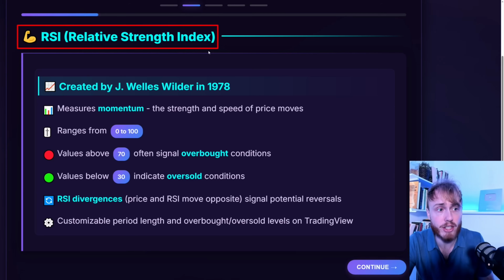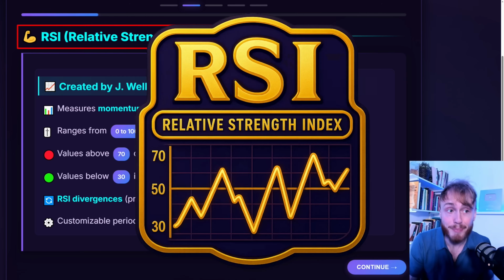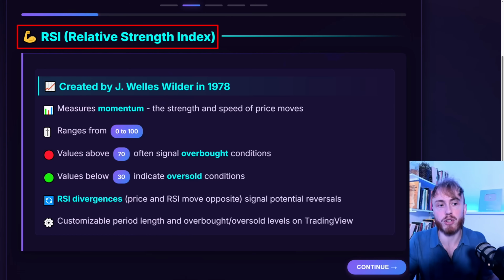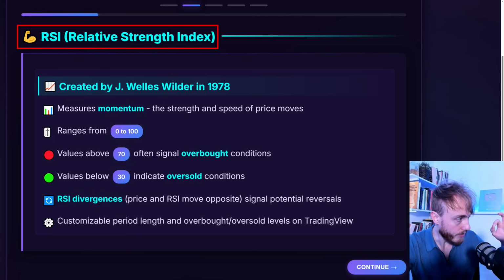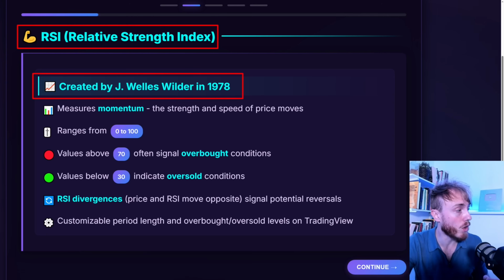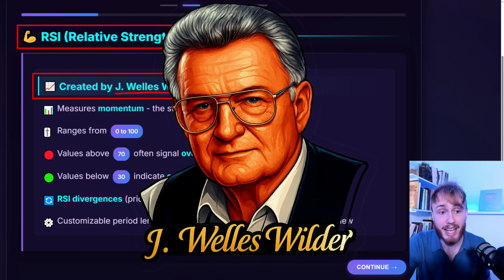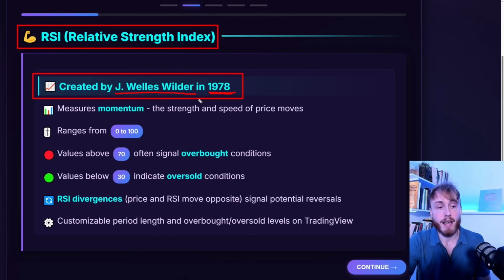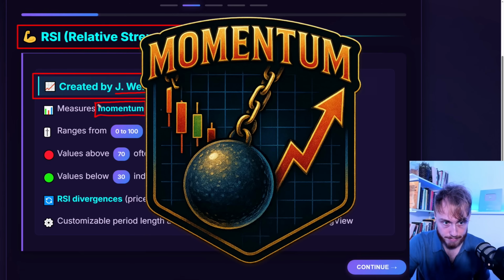The first indicator I want to talk about is the RSI, or in other words, the relative strength index. Before we start using our indicators, it's very important to learn about the basics. You should always learn how the indicators work before you use them. So first of all, some basics here. The RSI was created all the way back in 1978 by a guy called J. Wells Wilder, and what the RSI indicator does is measure momentum.